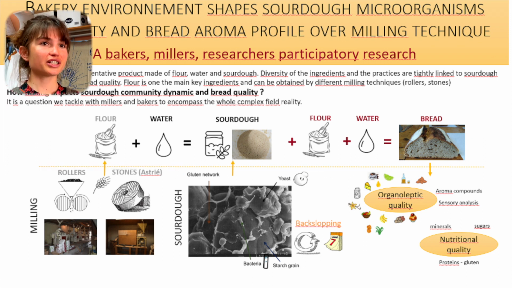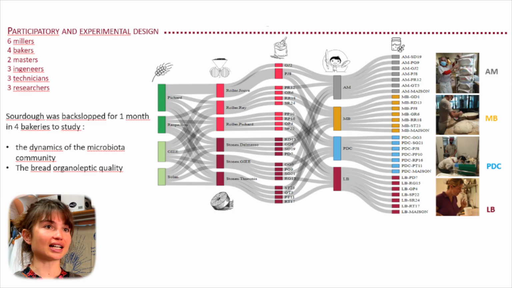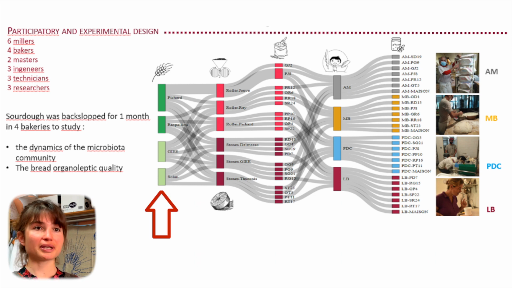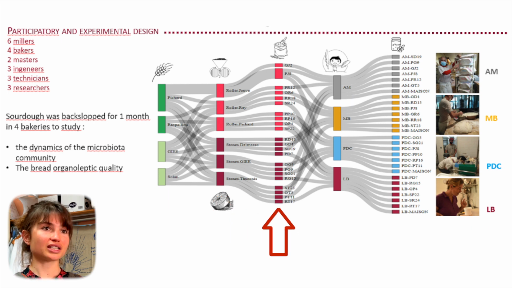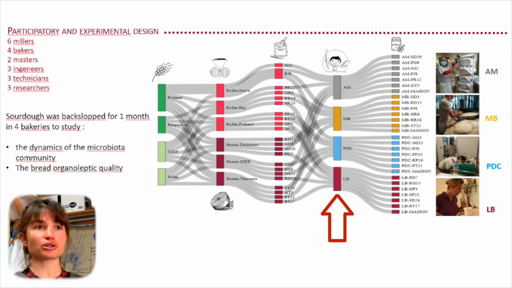To answer this question, we built together an experimental and participatory design involving 6 millers, 4 bakers, 2 master students, and a whole research team with engineers, technicians, and researchers. We picked 4 different wheat mixes that we sent to 6 millers, 3 stone mills and 3 roller mills. We obtained 24 flours. We then randomly distributed 6 of them to each of the 4 bakers, making sure that each have half roller mill flours and half stone mill flours.